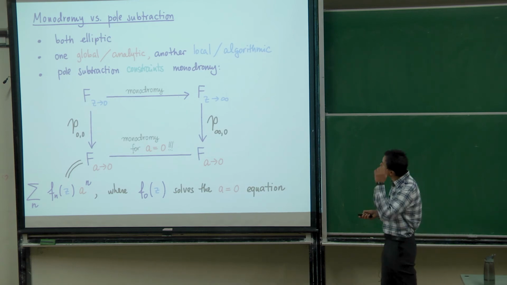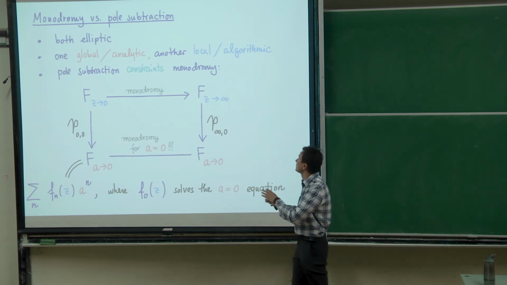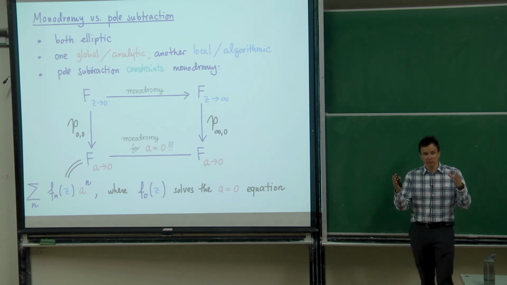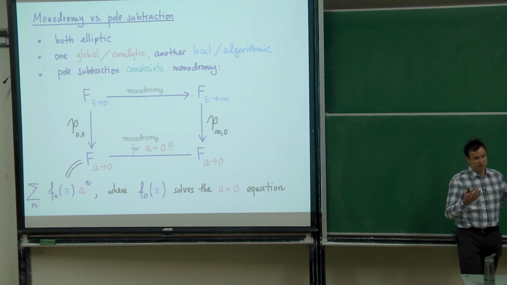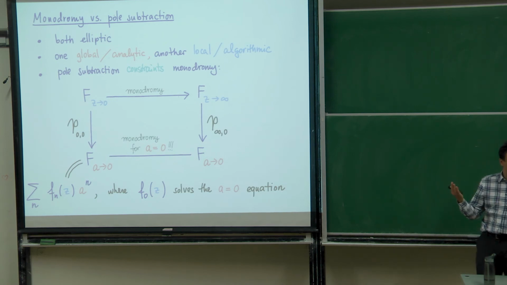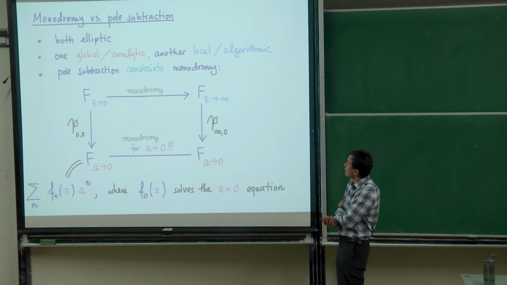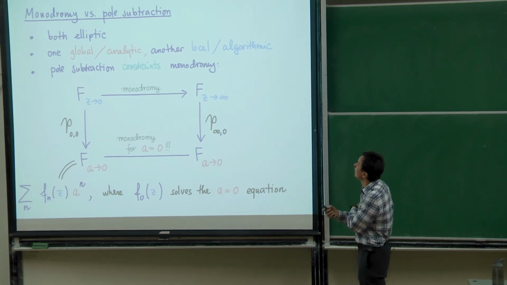And so now we want to compare and contrast. So this is maybe the central slide. So we want to compare and contrast. This pole subtraction matrix is just like a monodromy matrix. So in a sense, it's a ratio of two solutions to the same q-difference equation. And so we're going to compare and contrast the two.